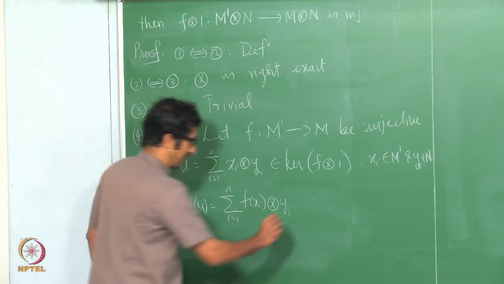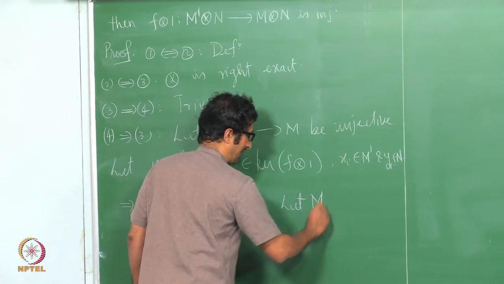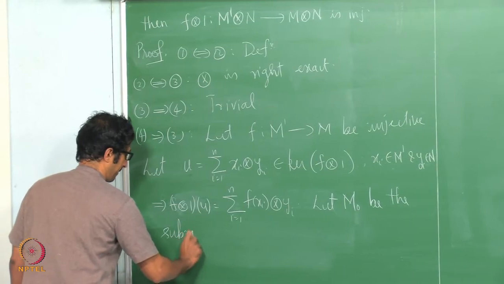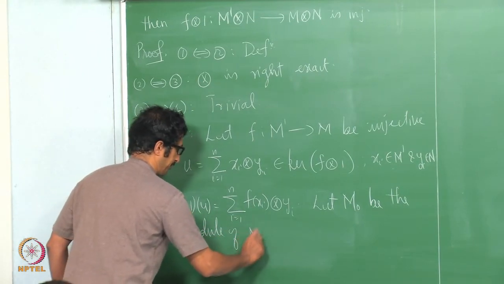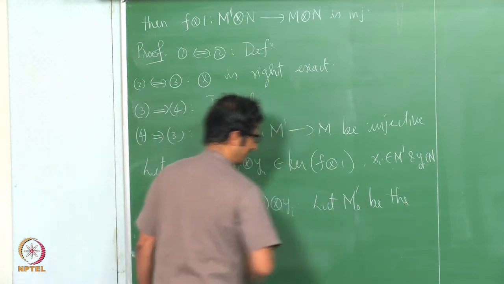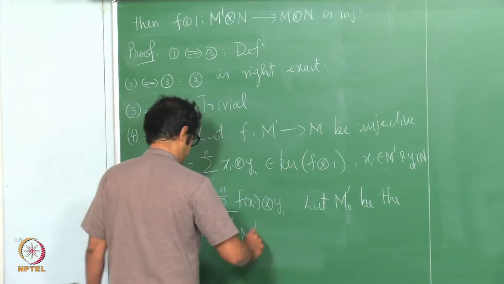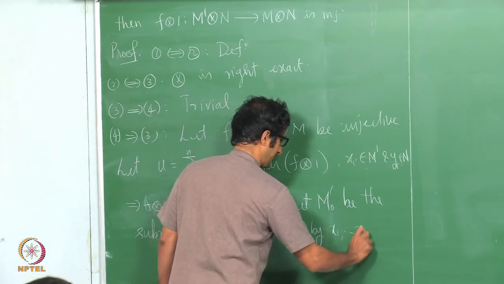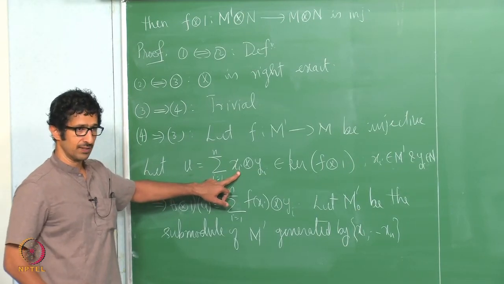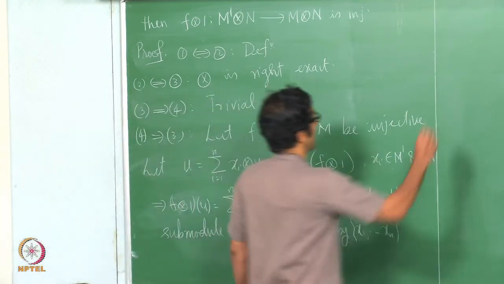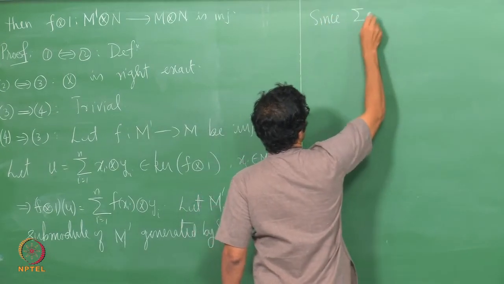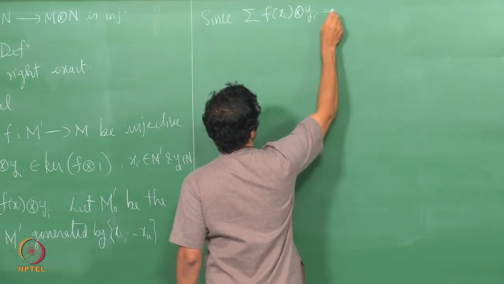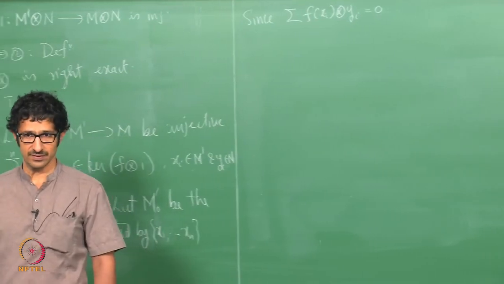So, let me take M naught prime to be the submodule of M prime generated by x_1 up to x_n, these elements. And this element, the sum of f(x_i) tensor y_i, is 0.